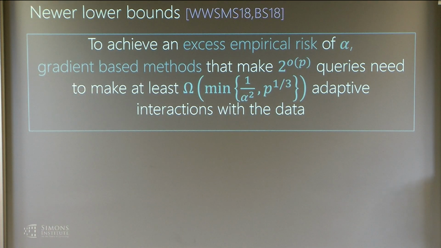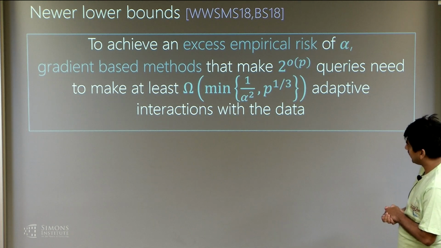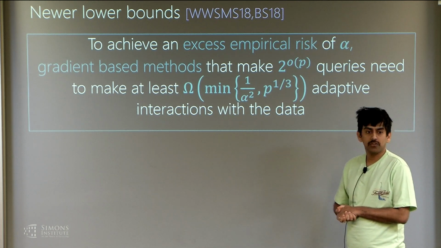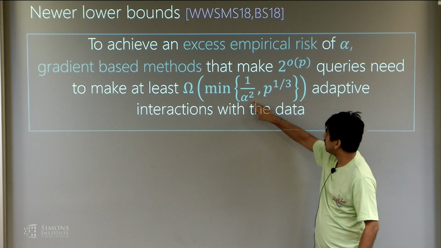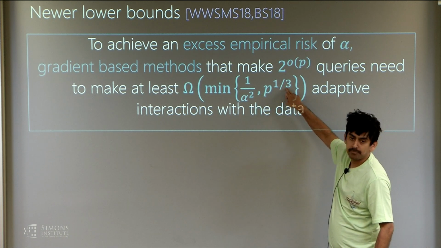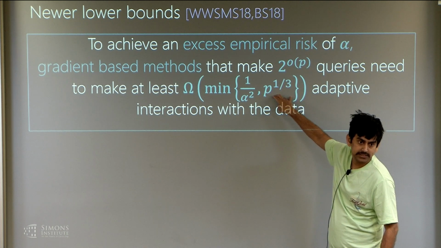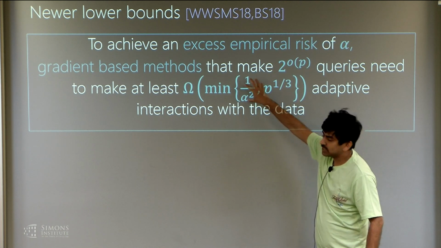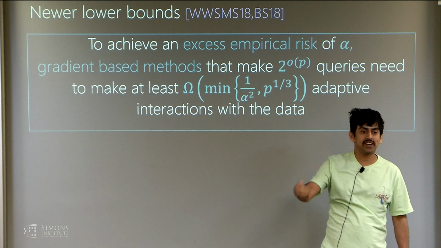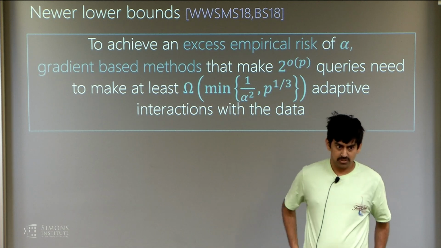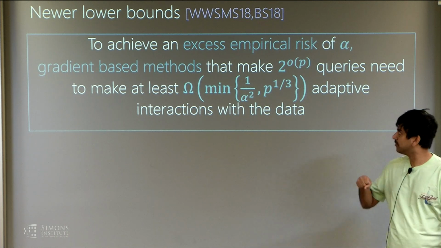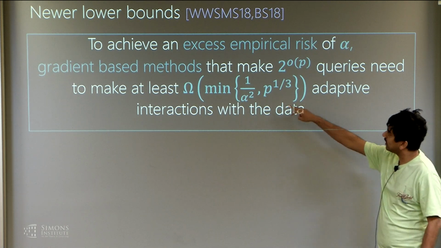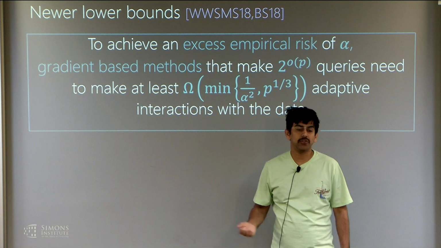There are newer lower bounds, which say that log of 1 over alpha was not tight. You can extend it to min of 1 over alpha squared and p raised to the power 1/3, where p is the number of dimensions. The term 1 over alpha squared is essentially what gradient descent allows you to get. So if your dimensionality is sufficiently high, then gradient descent is the best you can achieve.